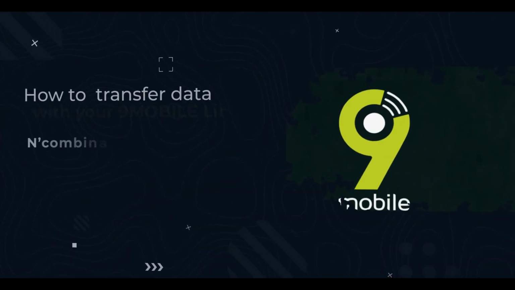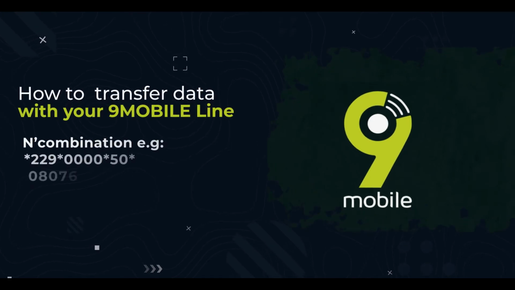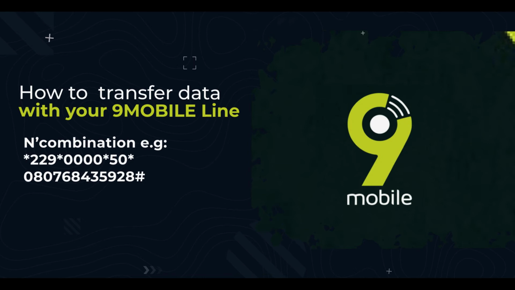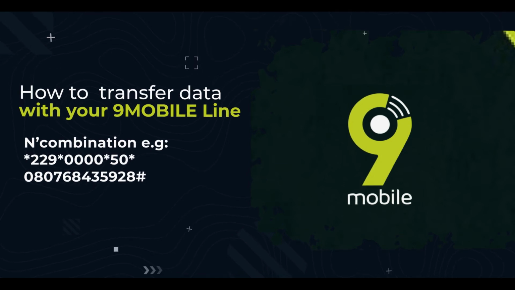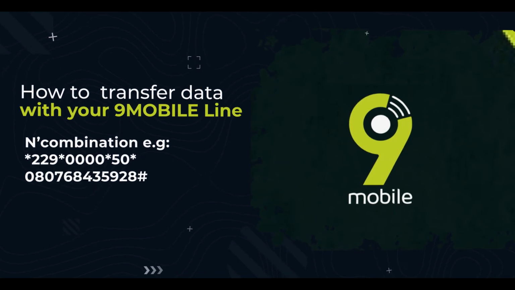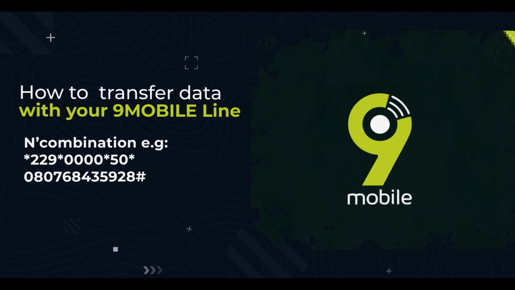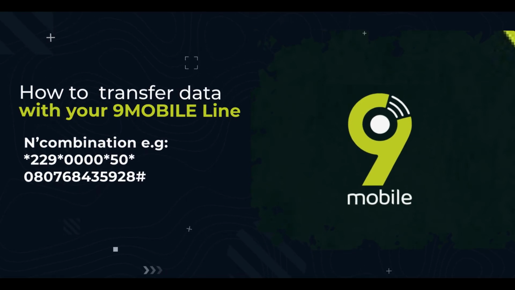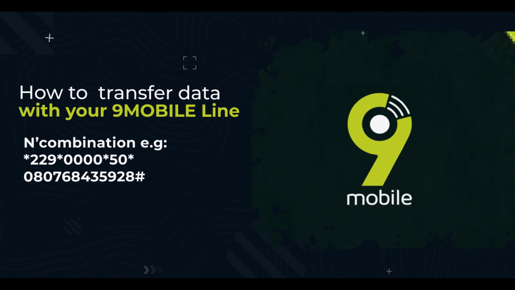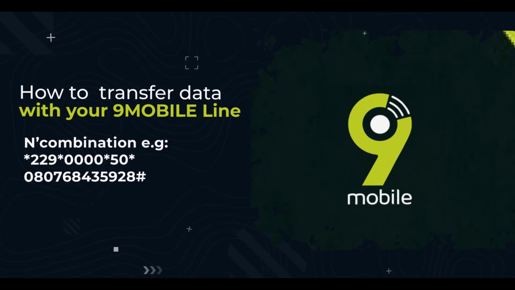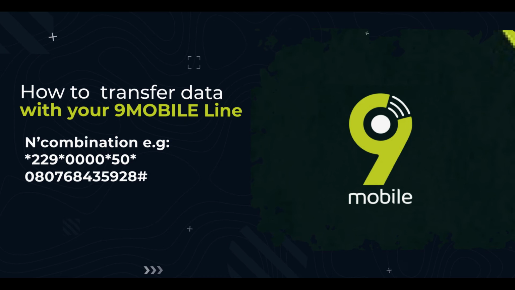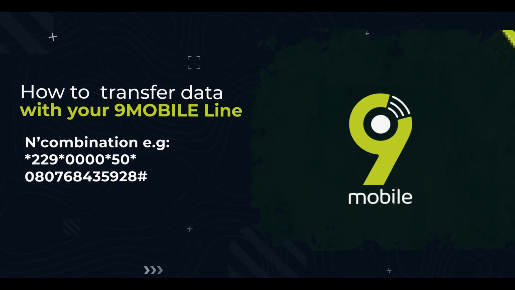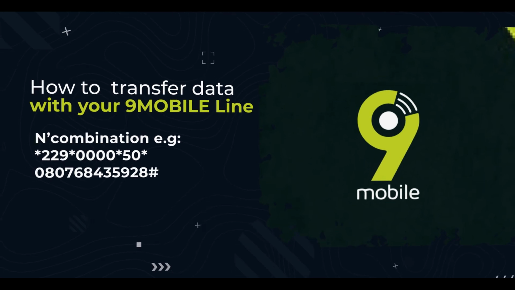Your end combination should look like this: *229*000*50*080768435928#. With this method, you can send anywhere between 10 MB and 50 MB up to 5 times a day, which will successfully cover the data needs of your friends.